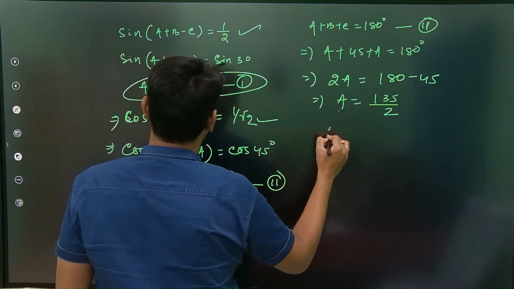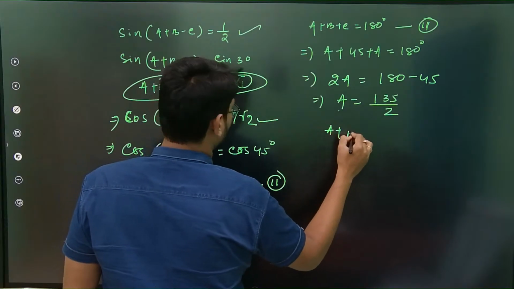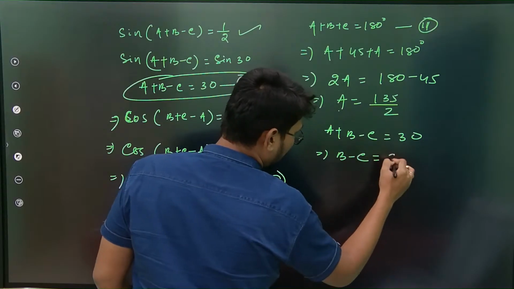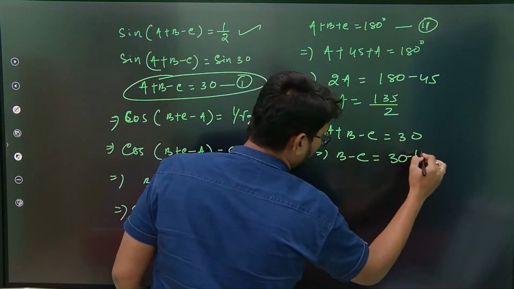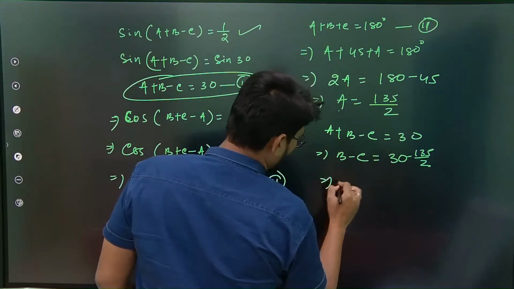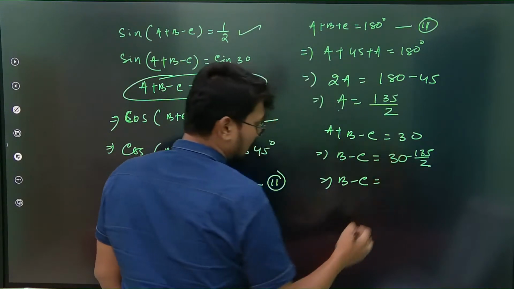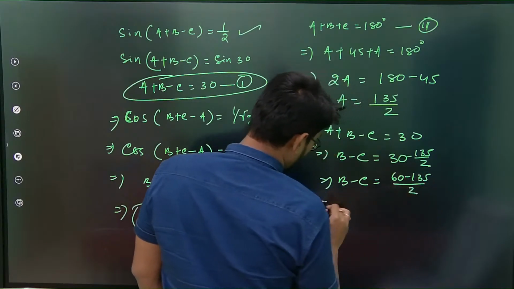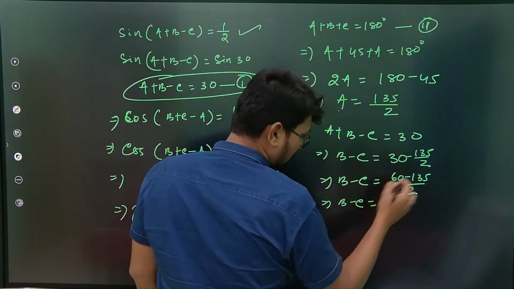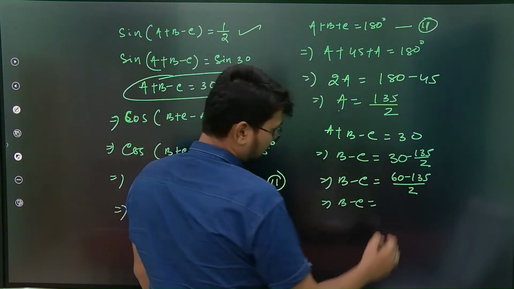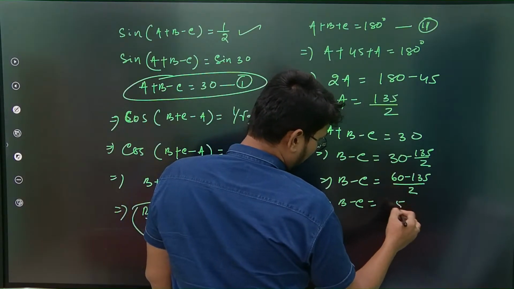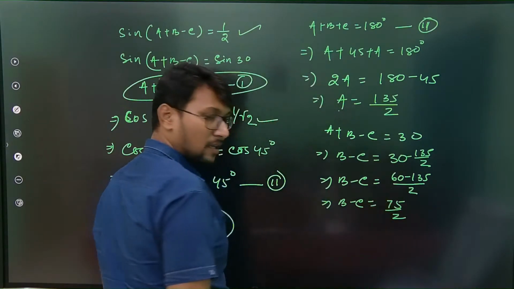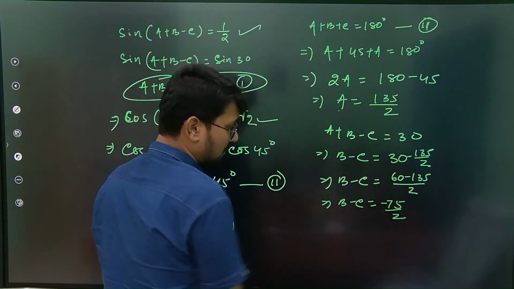So we'll get, check, A plus B minus C is given 30. Now B minus C is how much? B minus C equals 30 minus the A value, which is 135 by 2. So therefore B minus C equals how much? 60 minus 135 by 2. So B minus C equals 60 minus 135, how much? 75 by 2. This is minus. B minus C we have got.